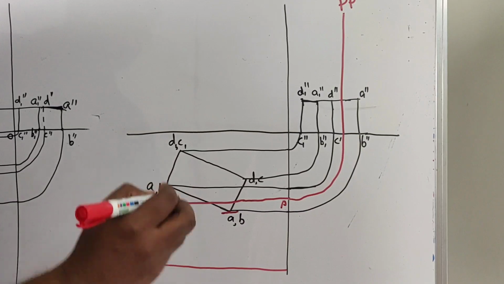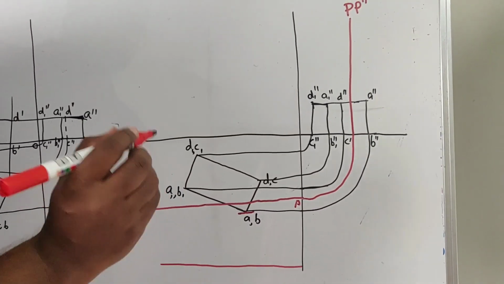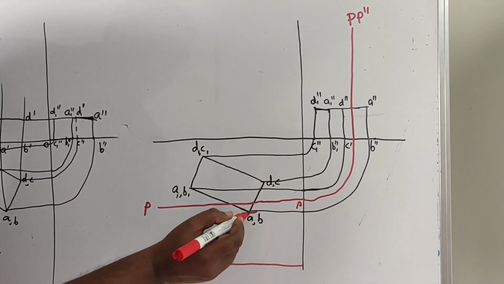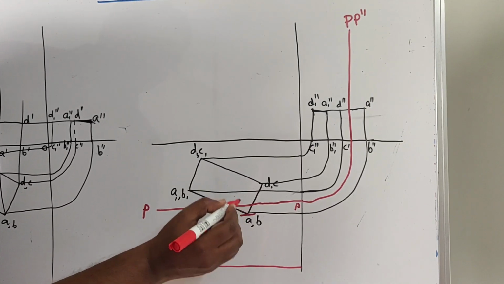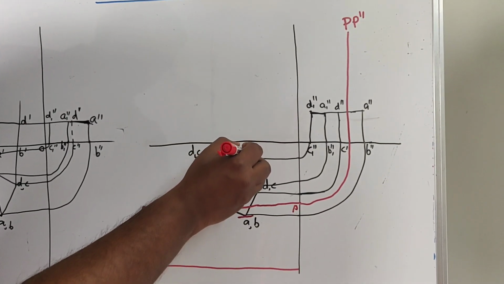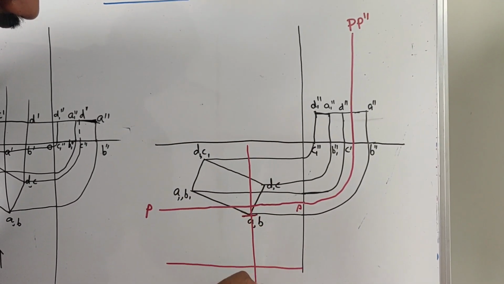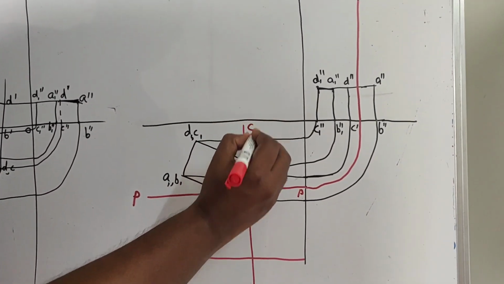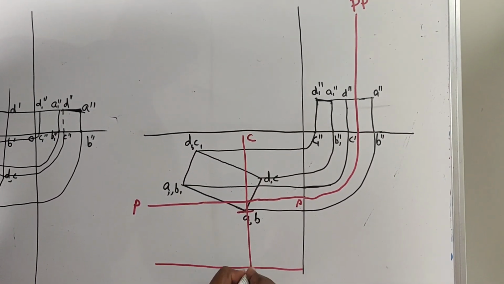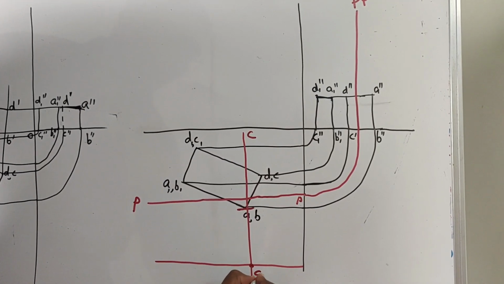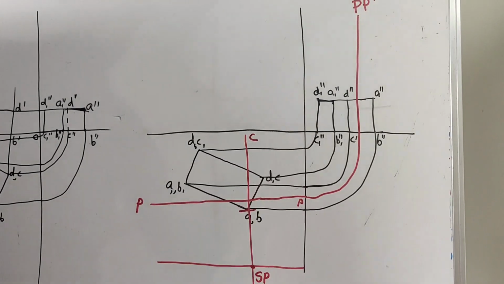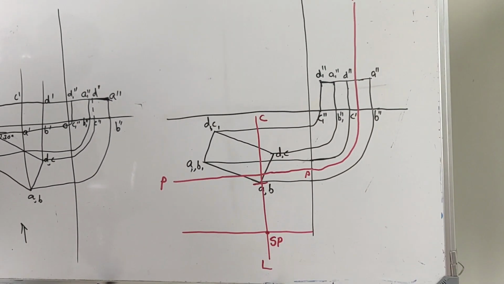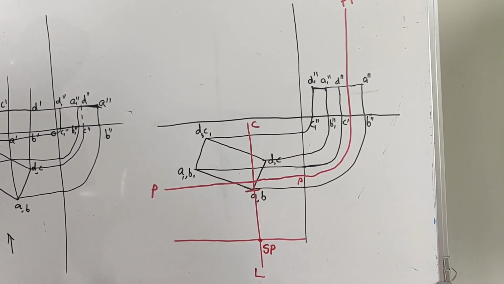And it is mentioned that there is a central plane which is also passing through this vertical edge. So we can have a central line passing through AB. So this is the central line. The intersecting point can be considered to be the top view of the station point. This is the top view of the station point.